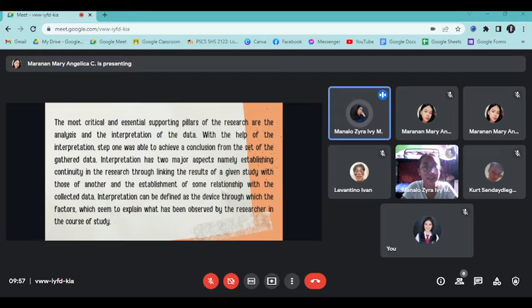The most critical and essential supporting pillars of the research are the analysis and interpretation of data. With the help of interpretation, the researcher was able to achieve a conclusion from the set of gathered data. Interpretation has two major aspects, namely establishing continuity in the research through linking the results of given study with those of another and the statement of some relationship with the collected data. Interpretation can be defined as the device through which the factors, which seem to explain what has been observed by the researcher in the course of study. Next slide.